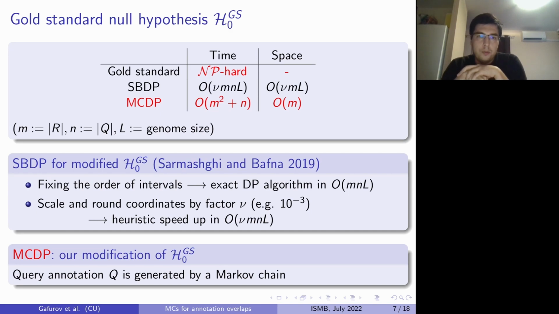And we are here to present you a new approach, which we'll call MCDP, and our null hypothesis will be based on Markov chains. In the next slides, I will show you the way to formulate that hypothesis, which allows us to achieve an algorithm to compute the p-value in O(nm^2 + n) time, with the main advantage that it is independent of the genome size, so it can be run on any genome size. So let's get to the formulation of the hypothesis.